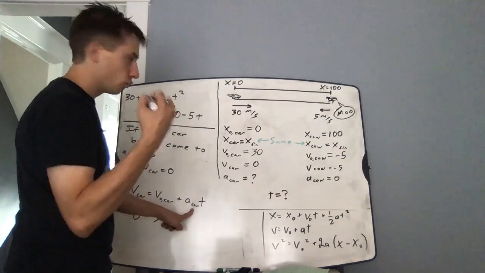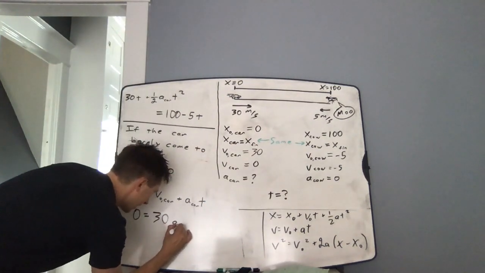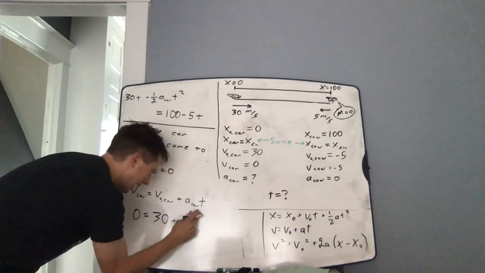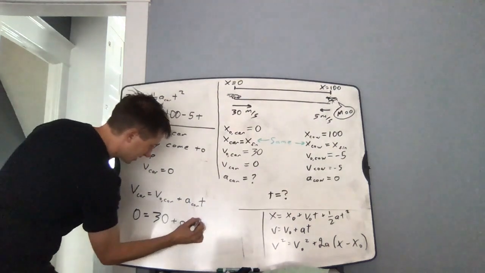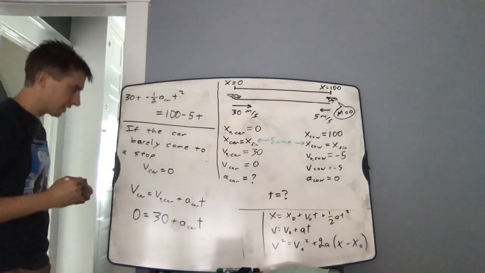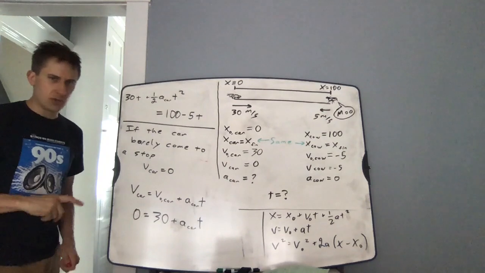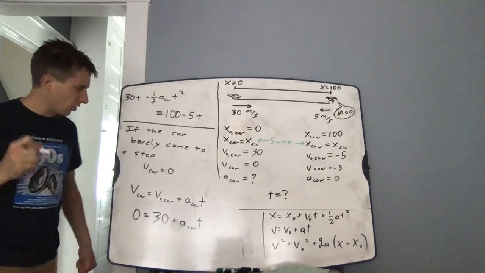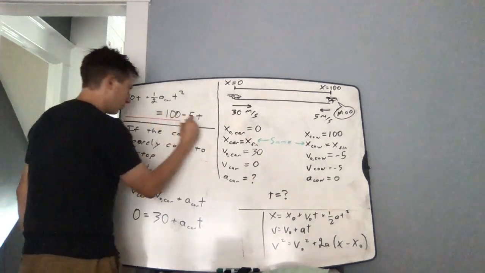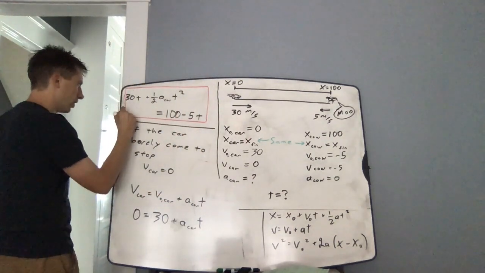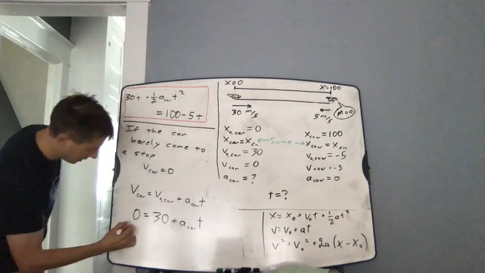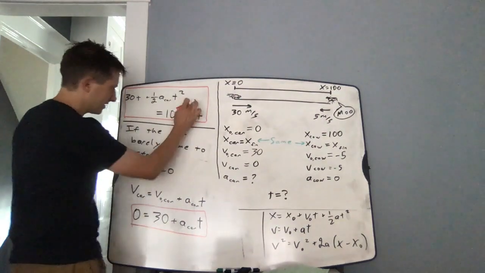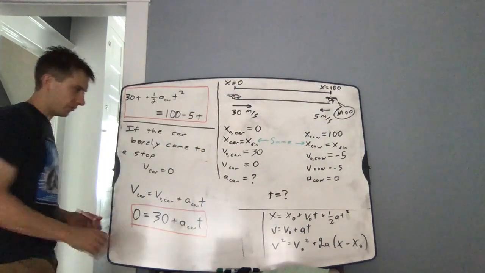Acceleration of the car, we do not know what it is. So I get a_car, and the time that the car barely came to a stop, I don't know, that's t. So did this equation provide something useful to us? Yes, it did, because this here is one equation with two unknowns. Now I have two equations with two unknowns, and this system of equations is solvable.